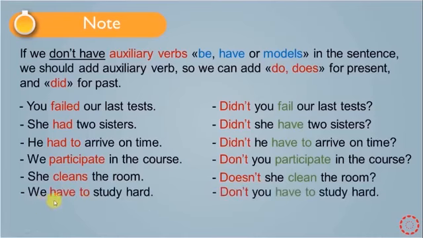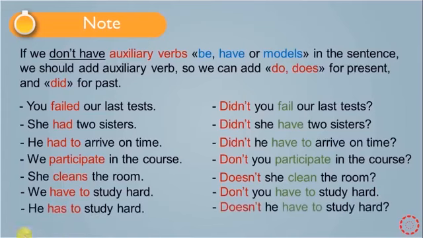Another example, we have to study hard. Here also we don't have auxiliary verb. The sentence is present, and also we have you as a subject. We say don't. Don't you have to study hard? Sorry, here we have a question mark at the end.